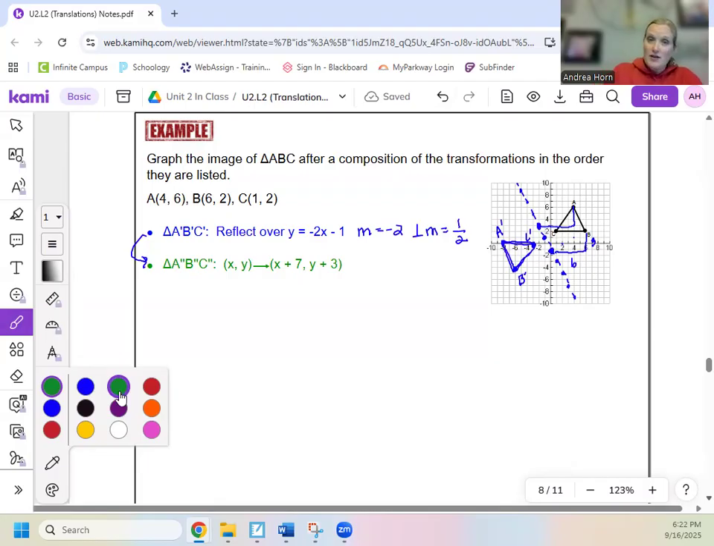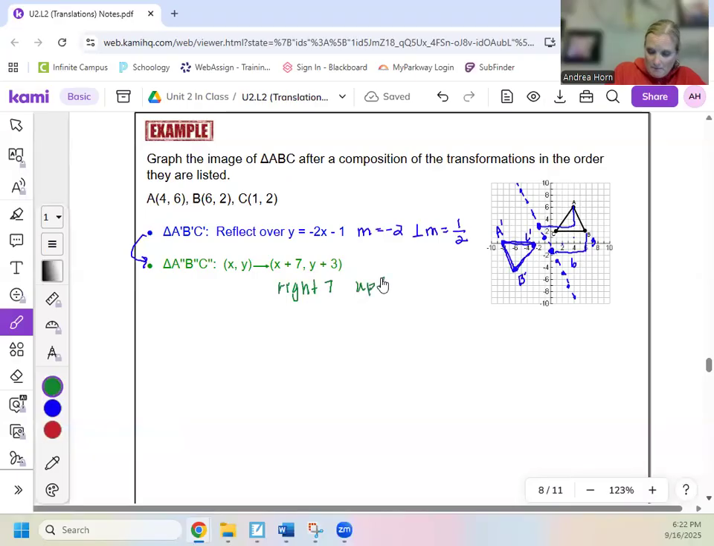Okay, so let's look at the translation here. So +7 means I'm going to go right 7. +3 means I'm going to go up 3. So I'm going to take every point +7, up 3. Now, if I knew what the points were, I could plug them into the equation. I could go find the points A, B, and C and plug them into the equation. Or like I said, I can just use my change in x, which I know is 7, and my change in y, which I know is 3.